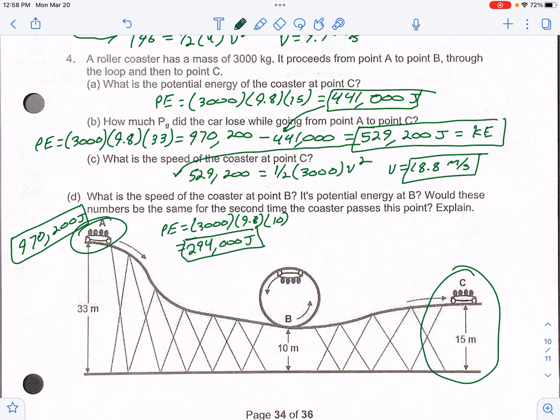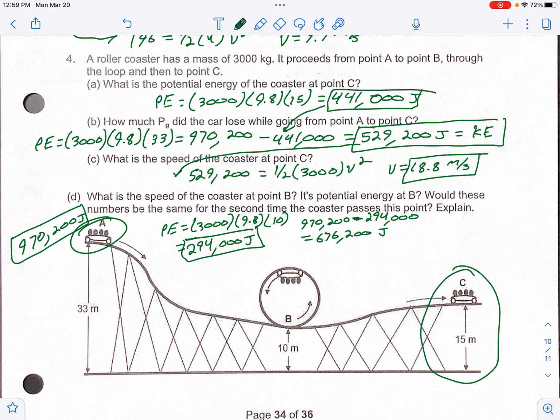So what I can do to find the kinetic energy at point B is take that 970,200 and subtract the 294,000 I just found. That means at point B, I have 676,200 joules of kinetic energy. The reason I found that is because I want to know the velocity at point B, and unless I know the kinetic energy, I cannot find that.